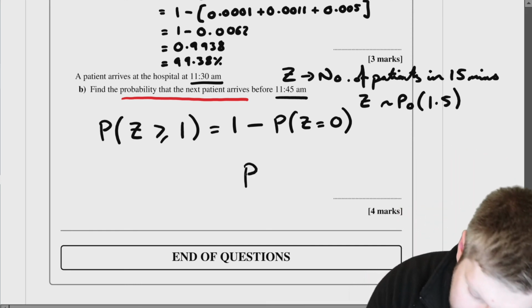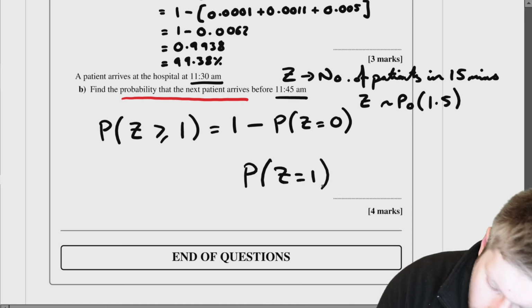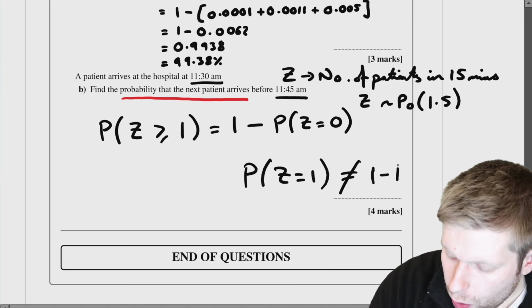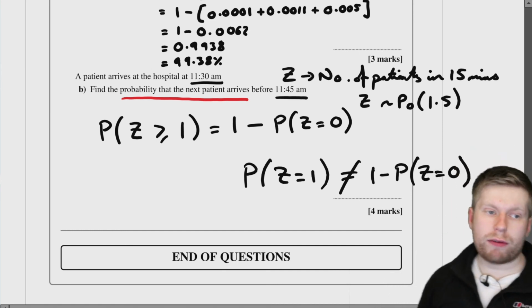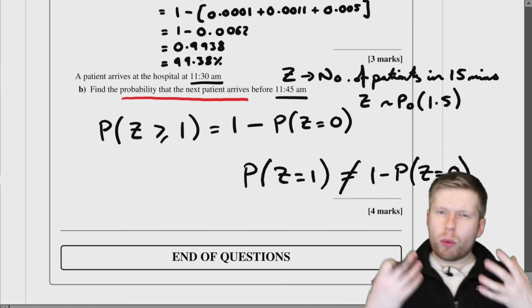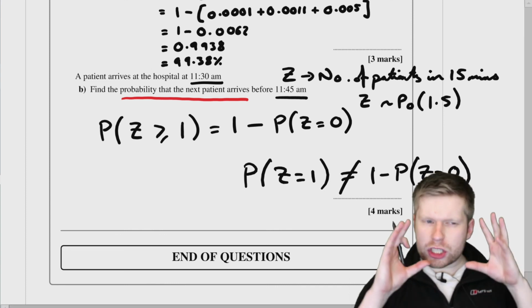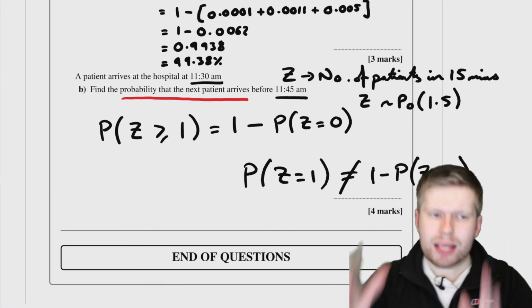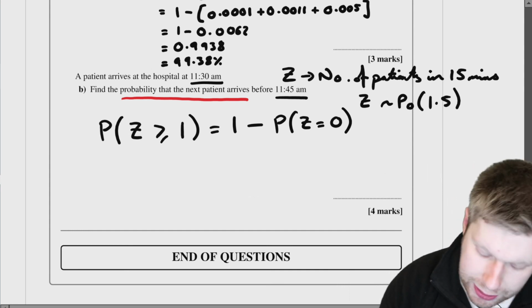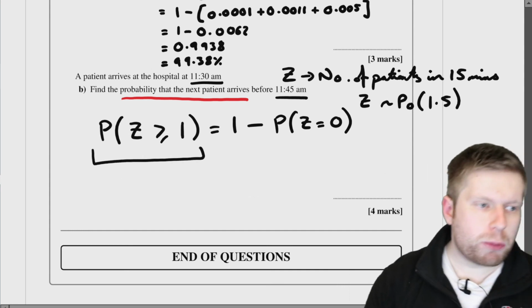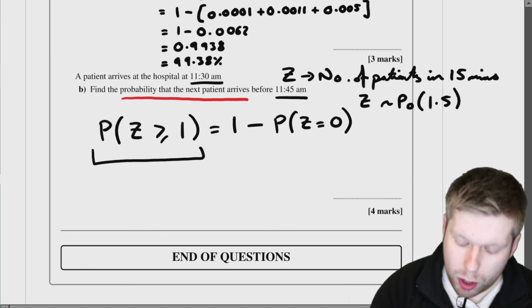Are you happy now that the probability that z is equal to 1 is not equal to 1 minus the situation we don't want, in other words, the situation of no patients arriving? So if you're not sure about the wording, sometimes think about the complement. Think about what situation you don't want, do 1 minus that, and you'll be left with the situation you do want. So in this case, we are definitely looking for the probability that z is greater than or equal to 1.